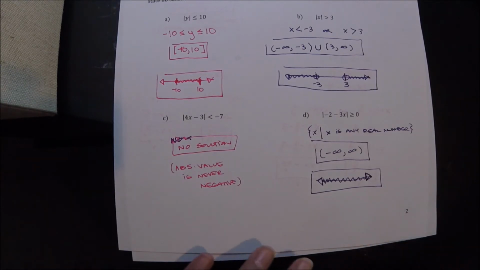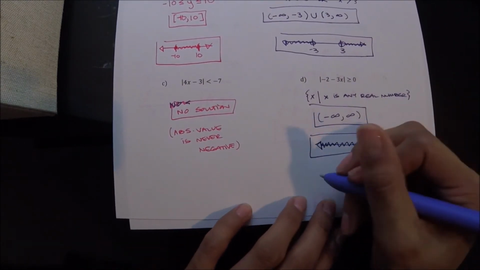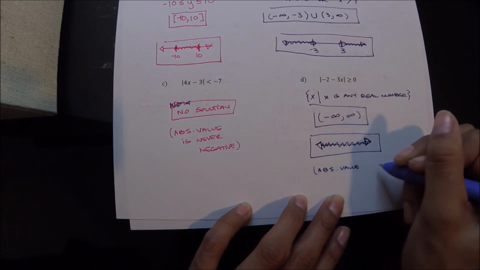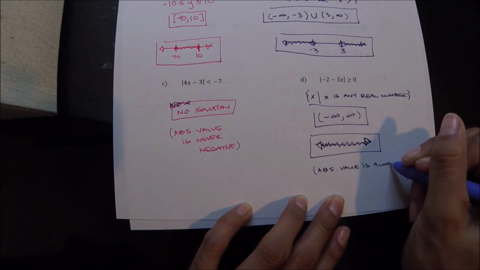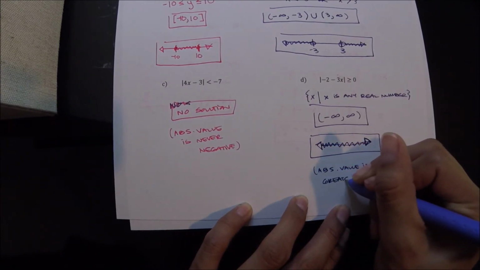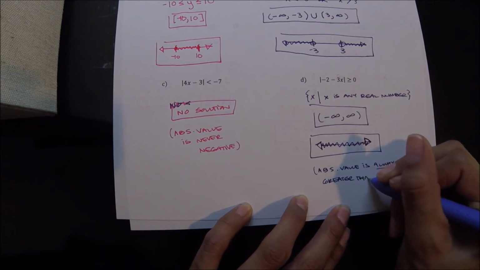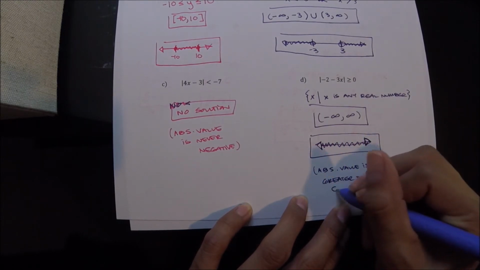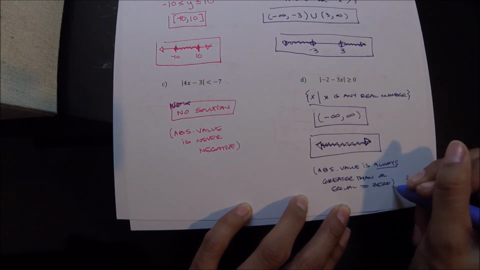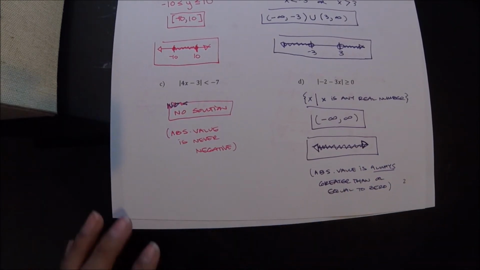Okay, and for that one we could write, this is because the absolute value is always greater than or equal to 0.